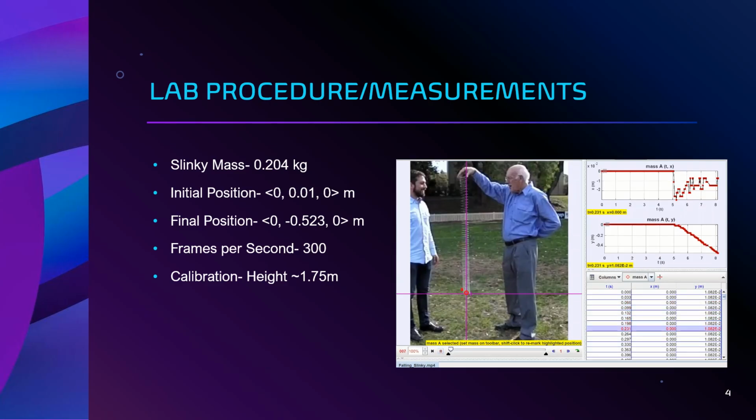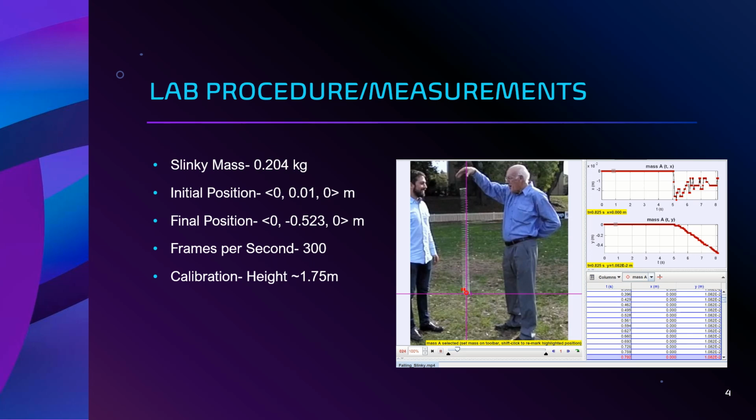So for this lab, I just used the video of the falling Slinky that was provided, and I put it through Tracker to analyze the motion. I basically took the point mass as the bottom of the Slinky.